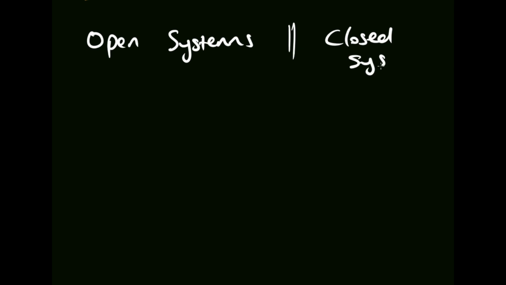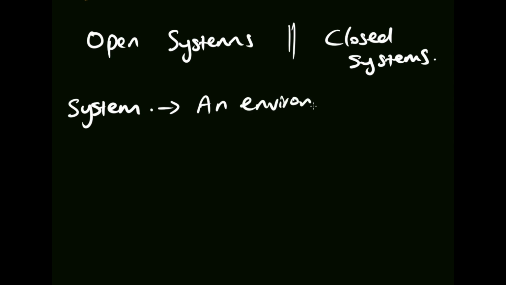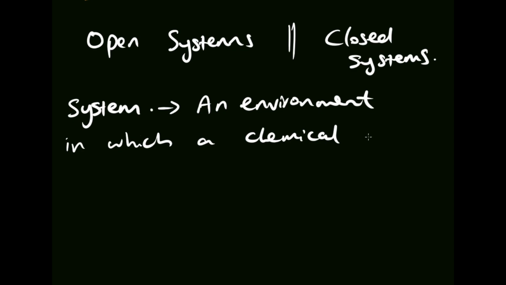So, open systems and closed systems. First of all, what is a system? A system is basically a chemical environment in which a chemical reaction takes place.